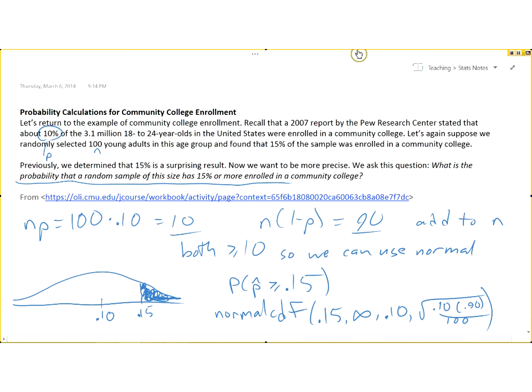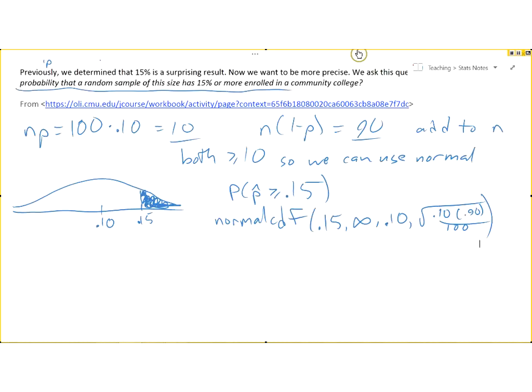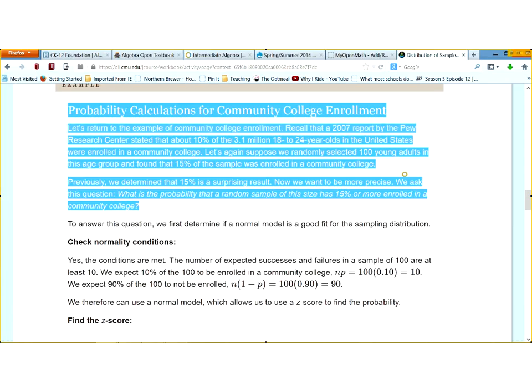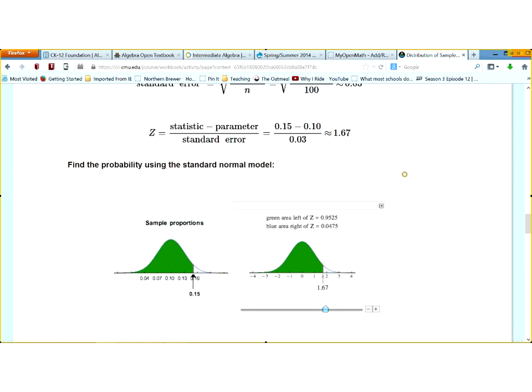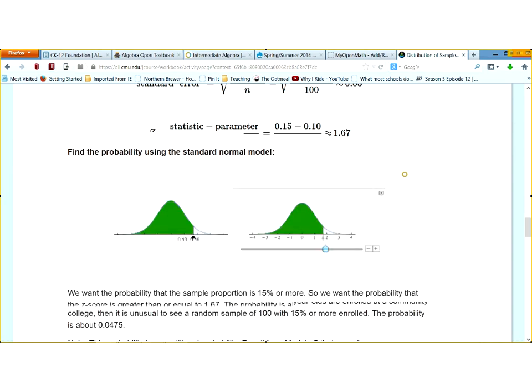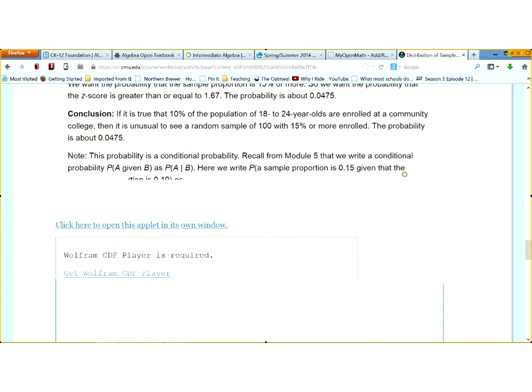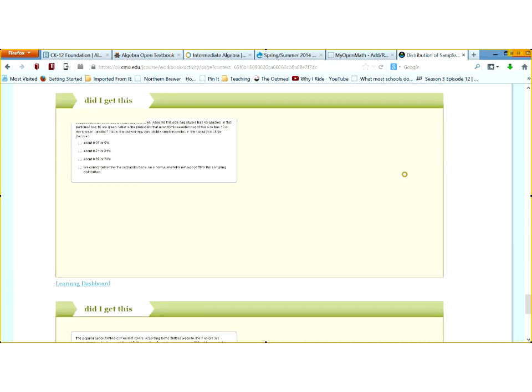So what I'll do is I'll write here that probability is approximately 0.048. Pretty small. What happened? Less than 5% of the time would you get a sample proportion of 15% or higher. Okay. And that's really what you need to do on the quiz. Honestly, at this point, we've covered everything that you would need to do for the quiz. On this, they show you how to do it by using z-scores, but I would expect you to use the calculator, not z-scores.